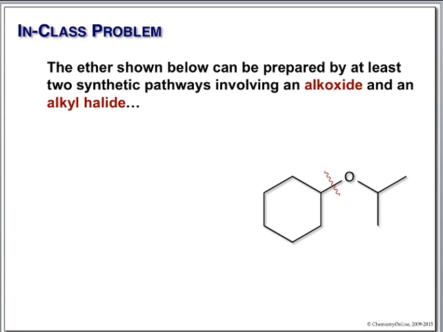Therefore, the alkoxide was simply 2-propanol oxide, and the alkyl halide simply had a leaving group. We'll choose bromine at this point.